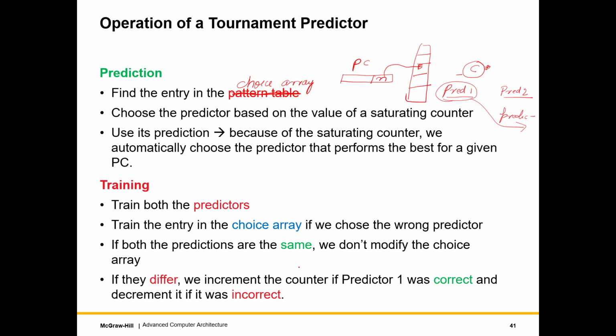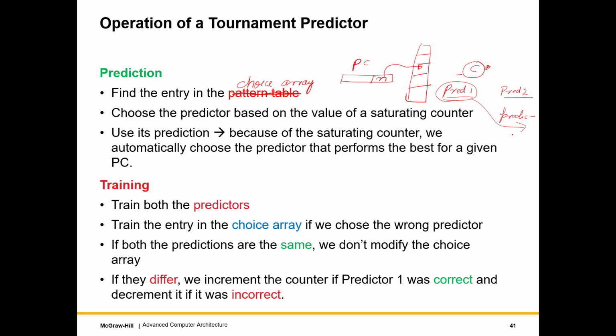If they differ, then if predictor 1 was correct, we change the saturating counter. So let's say we increment the counter, and if it was incorrect, we decrement the counter. It doesn't matter, as long as we stick with one convention: if predictor 1 is correct we keep on incrementing, and if predictor 2 is correct and predictor 1 is wrong we keep on decrementing, or vice versa. It doesn't matter, as long as the same convention is followed.